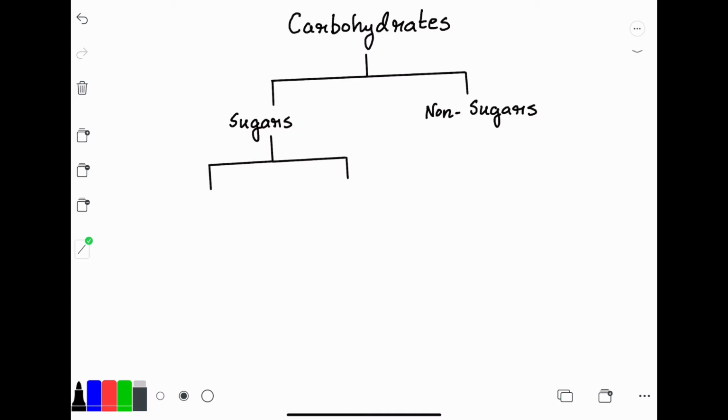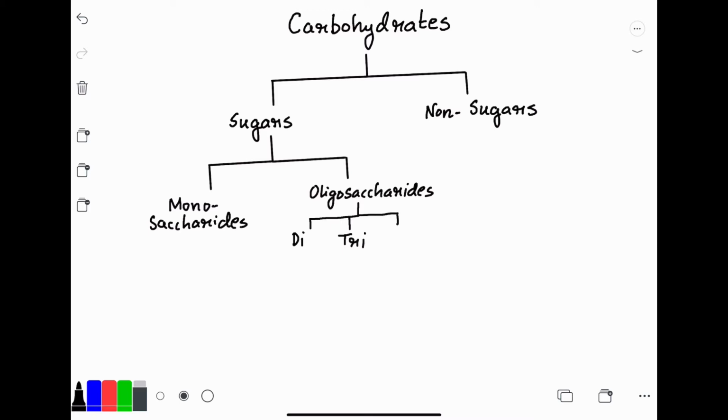The first one is monosaccharide. Only one unit is present, like glucose is a monosaccharide. And the second part is oligosaccharide, which is composed of usually 2 to 10 monosaccharide units. So it may be a disaccharide, trisaccharide, tetrasaccharide, or pentasaccharide, like that.